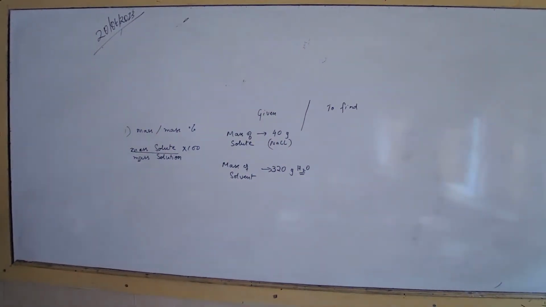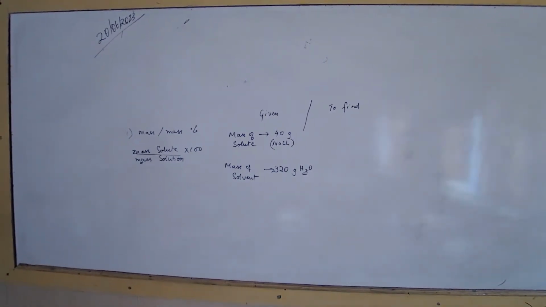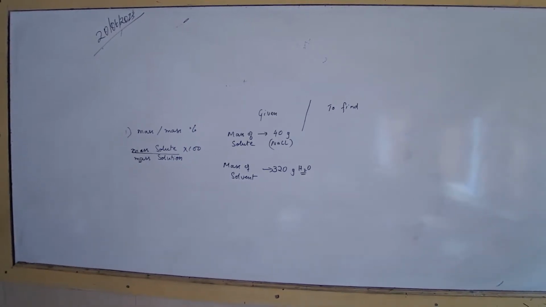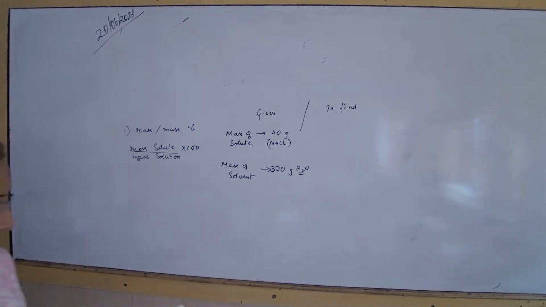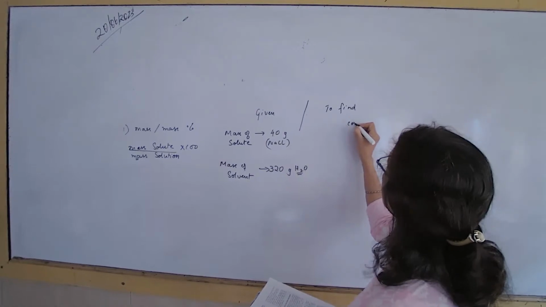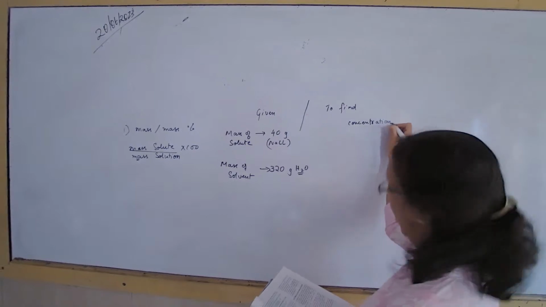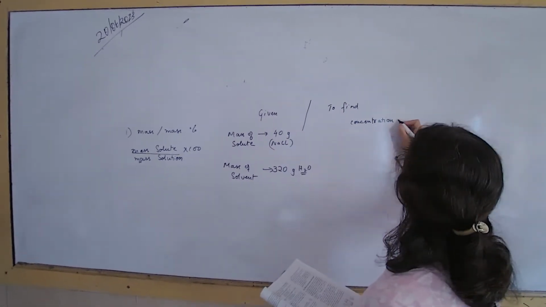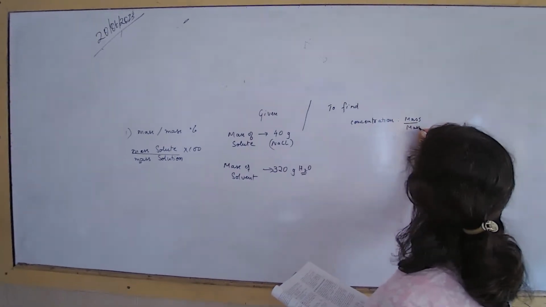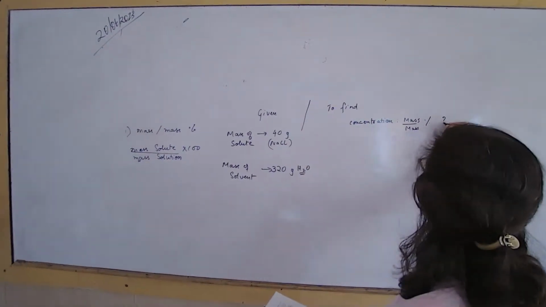Where to write this question? Calculate the concentration in terms of mass by mass percentage of the solution. Okay, so we have to find out. What are we finding out? We have to find out concentration in terms of mass by mass percentage. This is what we have to find out. This is not given to us.